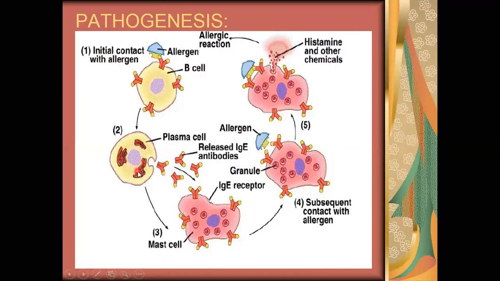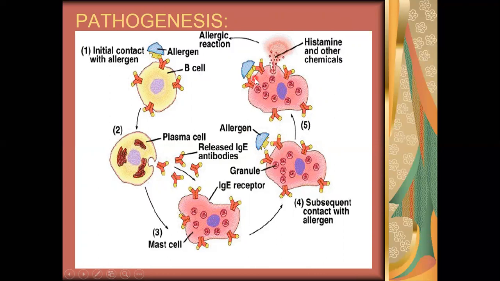These plasma cells start synthesizing antibodies and release them after activation. These released IgE antibodies occupy the surface of the mast cells. Now these mast cells are considered sensitized mast cells. Whenever there is a subsequent contact with the allergen, this time the allergen will directly interact with the IgE antibodies present on the surface of the mast cell, leading to antigen antibody interaction on the mast cell surface.